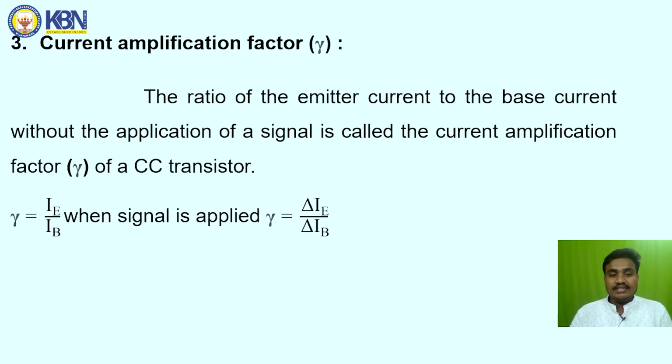Then coming to the third one, current amplification factor gamma, which exists due to the common collector, CC transistor. The ratio of emitter current to the base current without the application of signal is called the current amplification factor gamma. Gamma equals IE by IB. Gamma is the current amplification factor in the CC transistor, IE is the emitter current and IB is the base current.